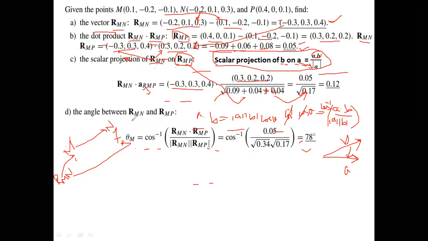Similar is the case with these two vectors. Theta is equal to cos inverse of the dot product of these two vectors divided by the absolute of these two vectors. The dot product has already been found here, 0.05, divided by the absolute of this. The absolute is very easy: the square root of 0.3 squared plus 0.3 squared plus 0.4 squared, and the absolute of this is the square root of 0.3 squared plus 0.2 squared plus 0.2 squared. After multiplying these two, dividing into 0.05 and taking the inverse by the calculator, we will get 78.